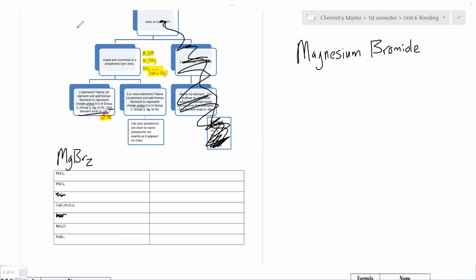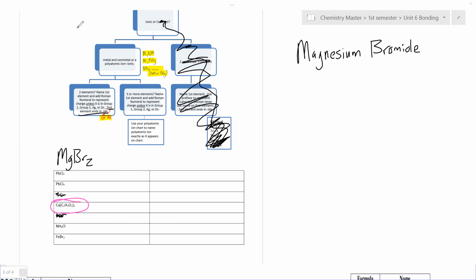Okay, how about this one? C2H3O2. Let me ask you this. How many elements do you see there? How many capital letters? 4. If you see more than 2 capital letters, that means you have a polyatomic somewhere.